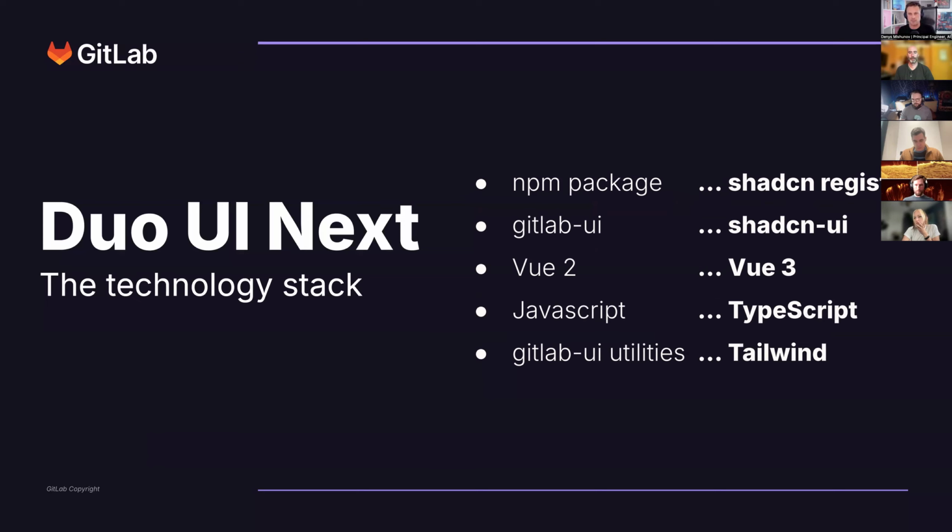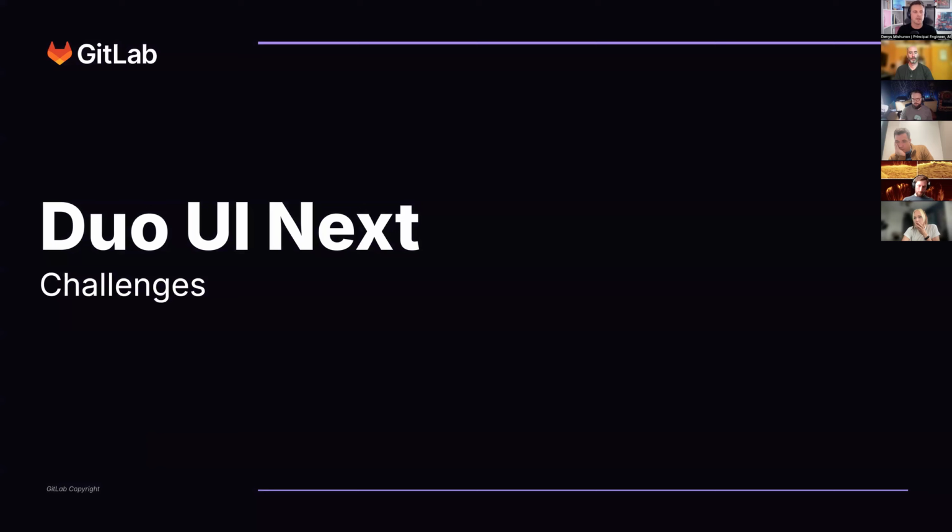Again, the technology stack, after all of this information, what I'm suggesting: the npm package is gone. We are going to a ShadCN registry. Instead of GitLab UI, we're using ShadCN UI. It is MIT license, so no problem there. Vue 2 to Vue 3, JavaScript to TypeScript, and GitLab UI utilities are gone in favor of the standard Tailwind utilities.